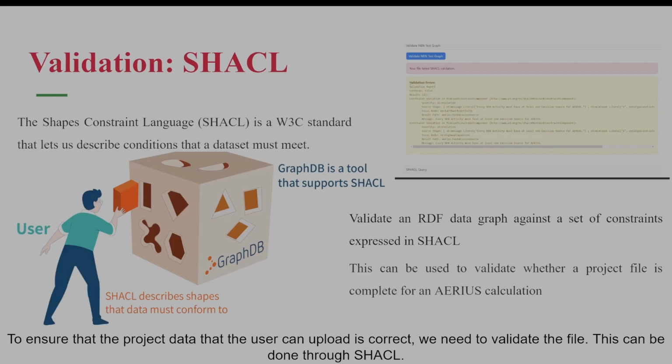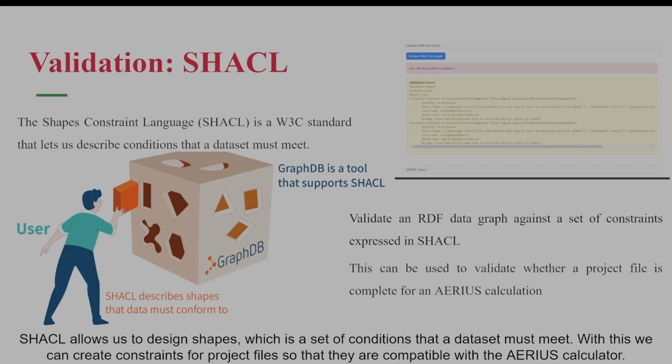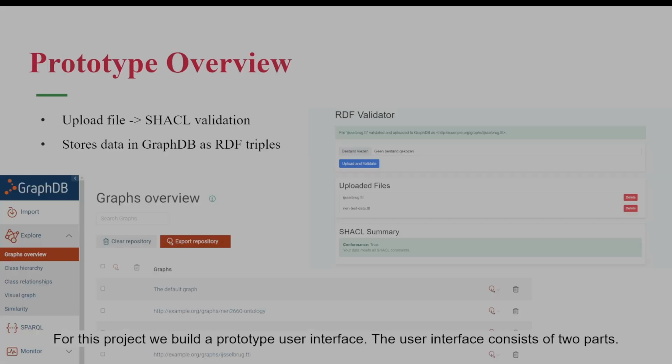To ensure that the project data that the user can upload is correct, we need to validate the file. This can be done through SHACL. SHACL allows us to design shapes, which is a set of conditions that a dataset must meet. With this, we can create constraints for project files so that they are compatible with the Areas calculator.